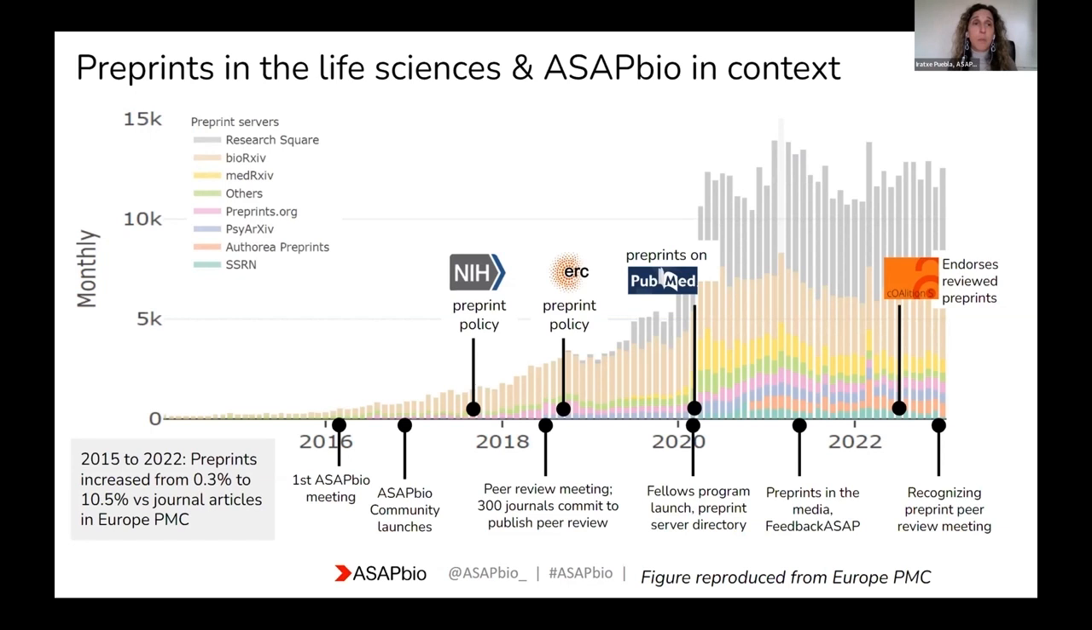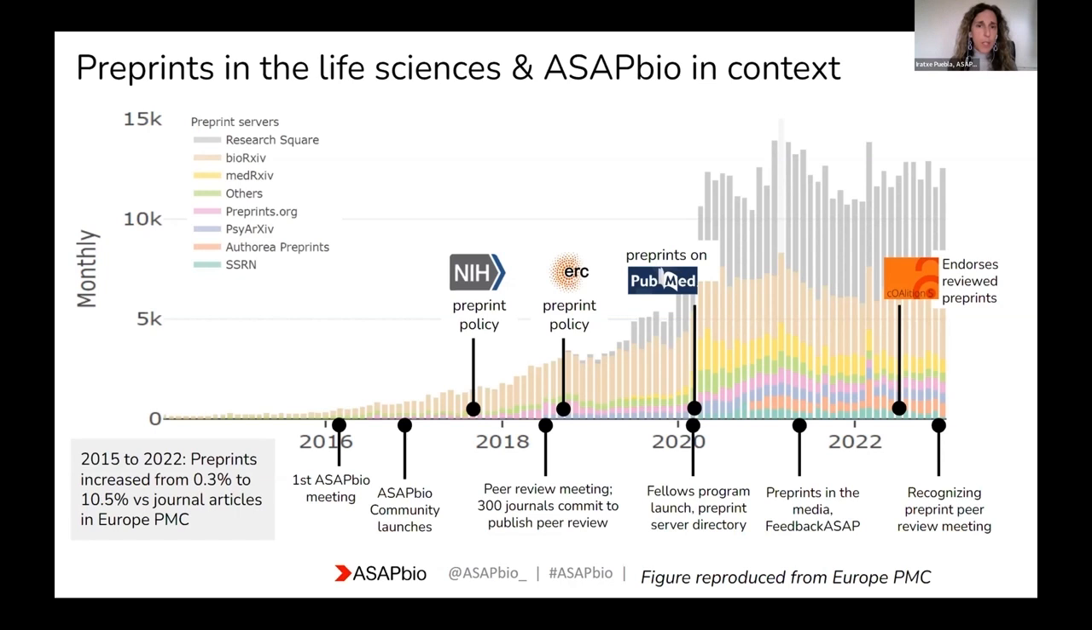In terms of ASAP Bio, we were created in 2016 following a stakeholder convening looking at how preprints could be used in the life sciences. We very much believe in the power of community in driving our activities, and we created the ASAP Bio community in 2017. We have since run a number of campaigns and outreach activities to raise awareness of preprints in the life sciences. Something else that we have done is regularly host convenings of different stakeholders, which involve not only researchers, but also publishers, funders, representatives of preprint servers or technology services, to again drive adoption forward, discuss any challenges, and develop best practices that can normalize the use of preprints.